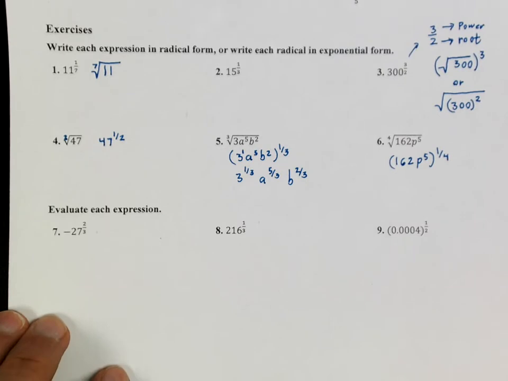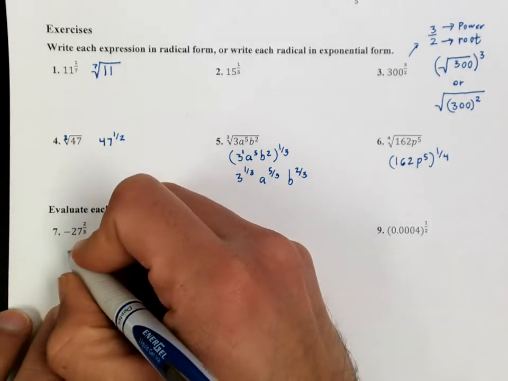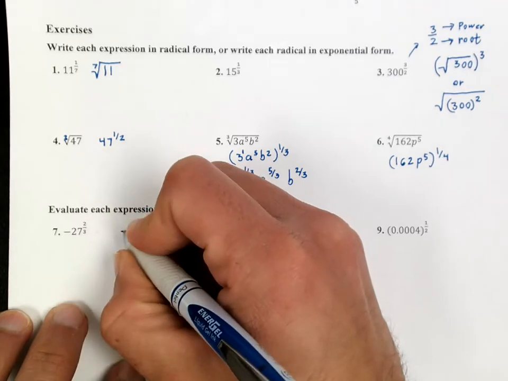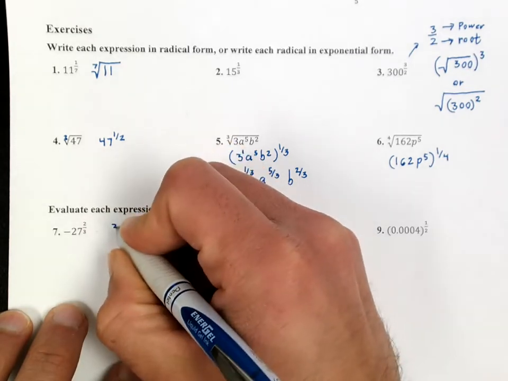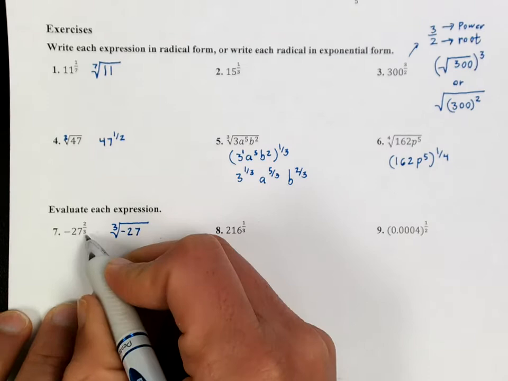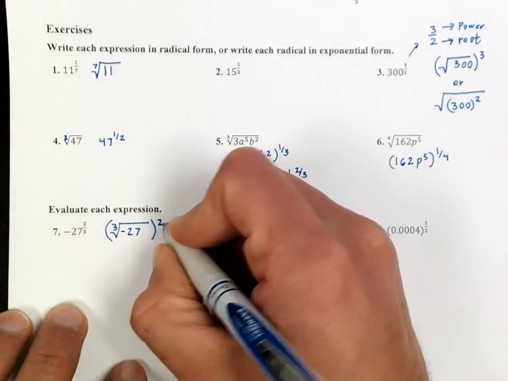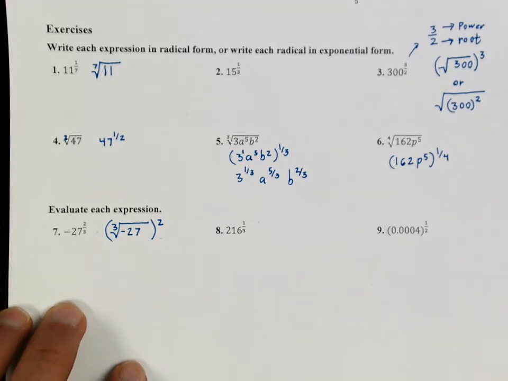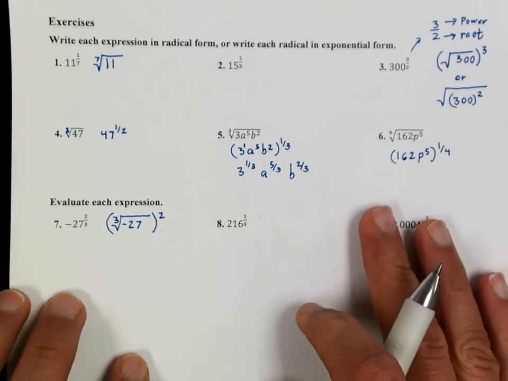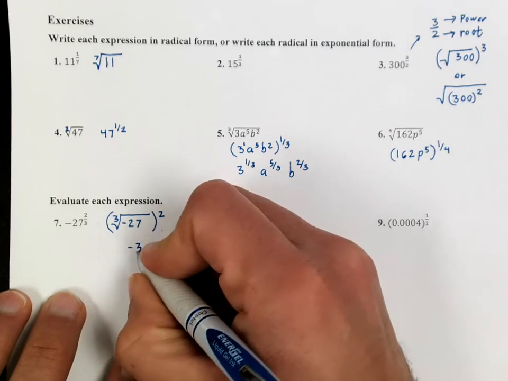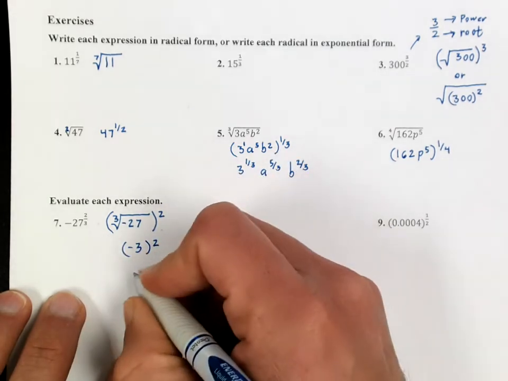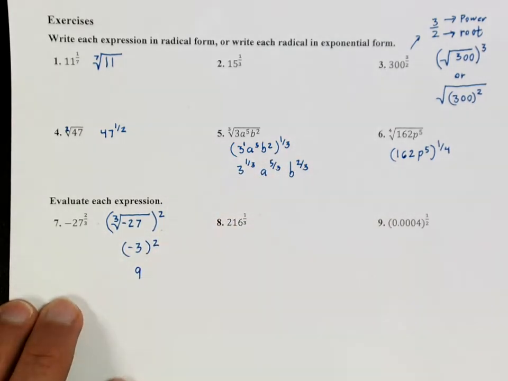So to evaluate these expressions, we're going to try to do this without a calculator. Remember that you can write it two ways, but it's always going to be easier if you do the root first. The bottom number is a root and the top number is a power. It's easier to look at it like that, because you should at least know what the cube root of negative 27 is, and that's negative 3. If you square that, you get 9. So the answer is 9.